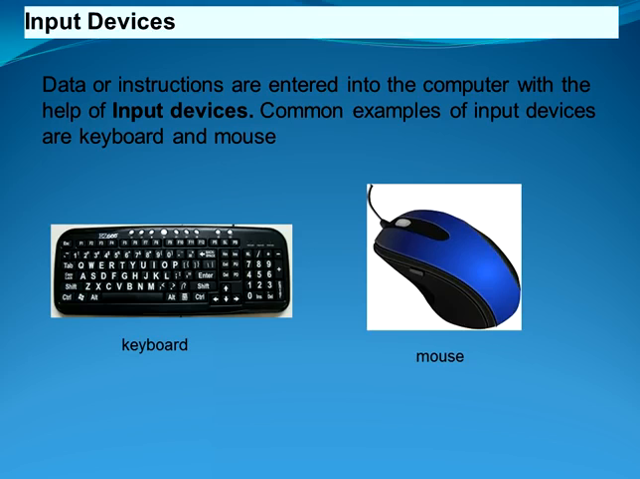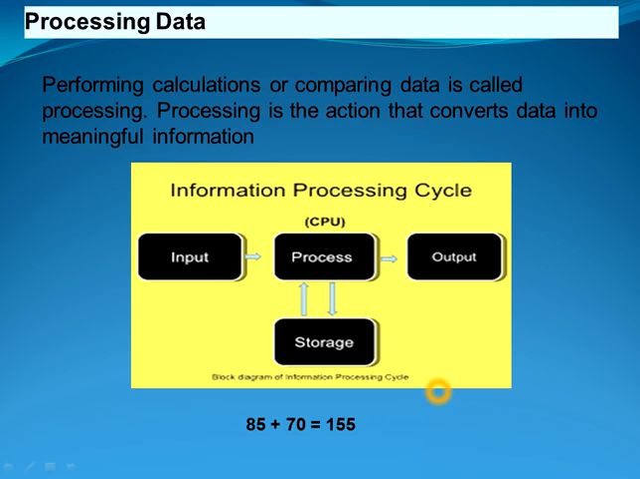Input devices. Basically data or instructions are entered into the computer with the help of input devices. Common examples of input devices are keyboard and mouse. Processing data. Performing calculations or comparing data is called processing. Processing is the action that converts data into meaningful information.